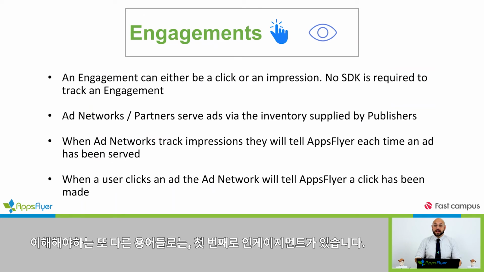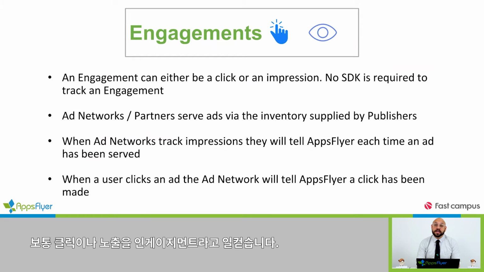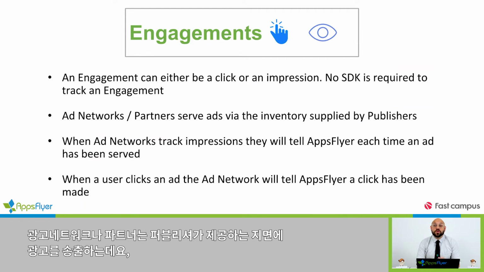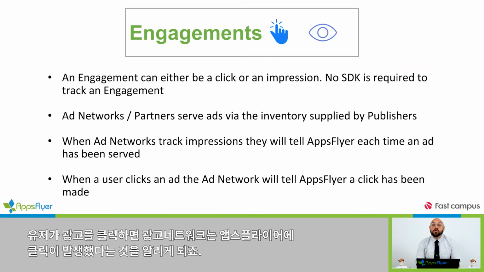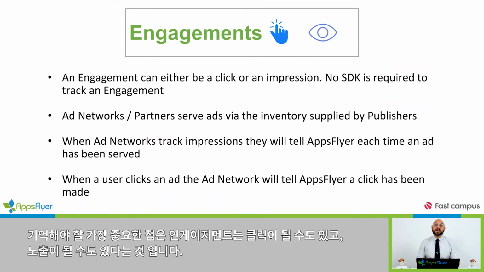Some other terms that I want you to understand. The first one is engagements. Engagements can either be a click or an impression. And no SDK or software development kit is required to track an engagement. Ad networks or partners serve ads via the inventory supplied by publishers. When an ad network tracks an impression, they will tell AppsFlyer each time an ad has been served. When a user clicks an ad in a publisher's app, the ad network will tell AppsFlyer a click has been made. The most important thing to remember is that engagements can either be clicks or impressions.